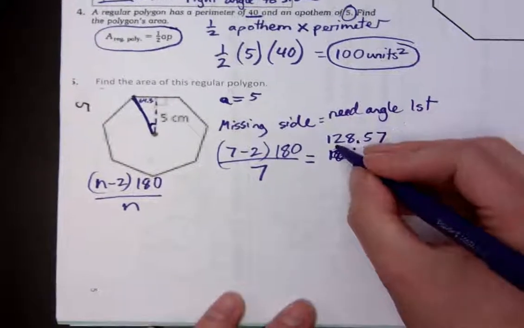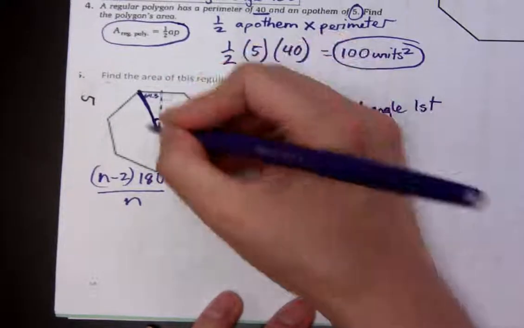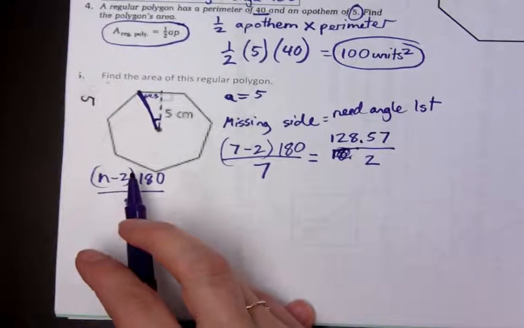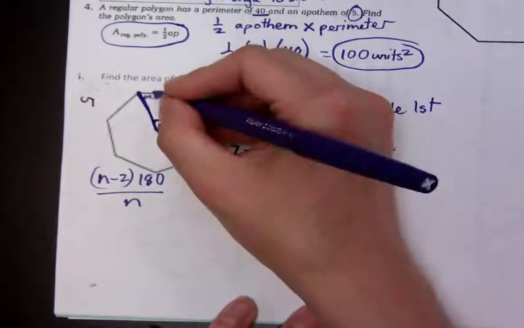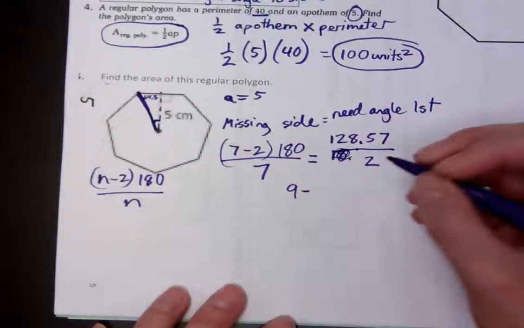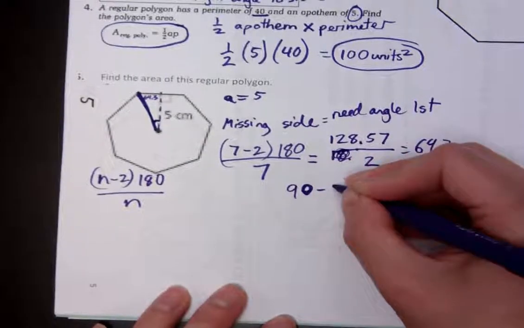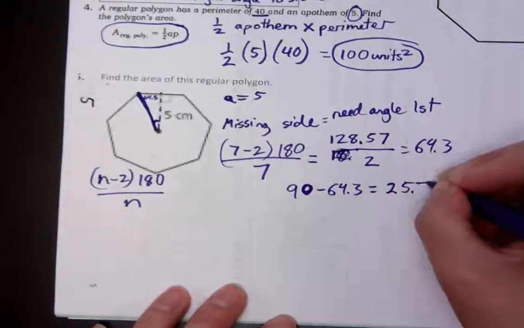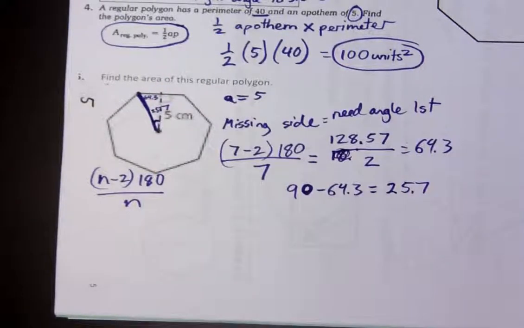Okay, so then I got this, and then I'm looking at the triangle, which is then half of it. So then I just take whatever my answer is and divide it by 2, which gave me the 64.3. And then I subtract from 180, or subtract 90 minus 64.3 to get 25.7. So 25.7 is my central angle.